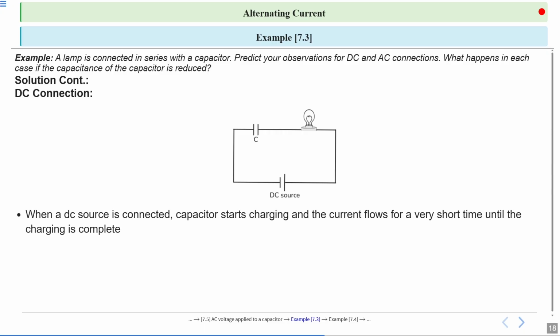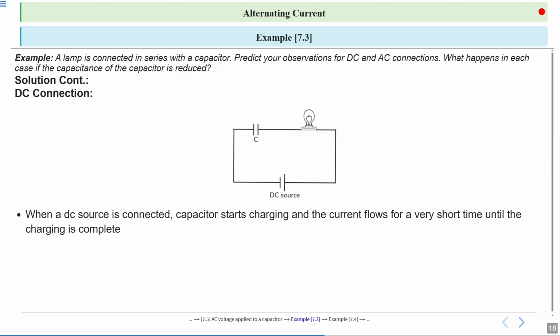The capacitor starts charging and the current flows for a short time until the charging is complete. We know that when the capacitor is fully charged, it will block the DC current. Until it is fully charged, it will not block the current completely. While it is charging, there will be some amount of current in the circuit, and it decreases as the capacitor charges. It will decrease until it is fully charged. When it is fully charged, it will fully block the DC current.